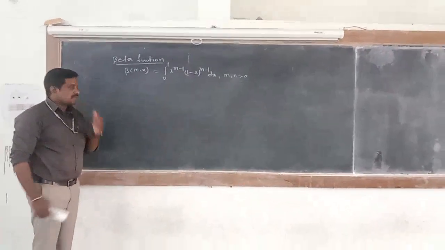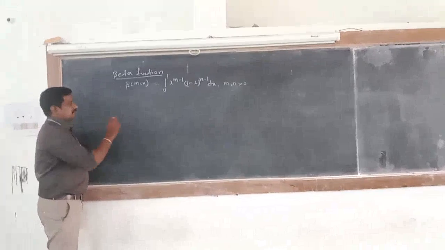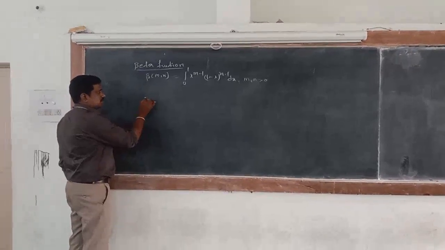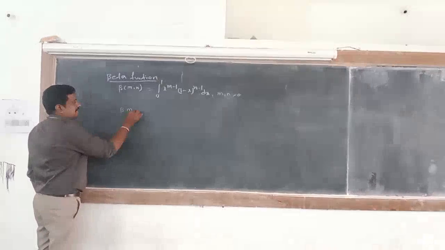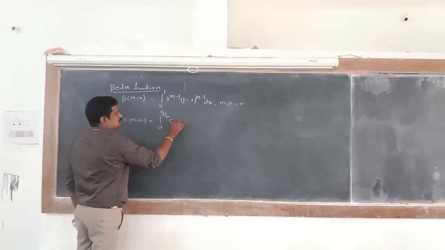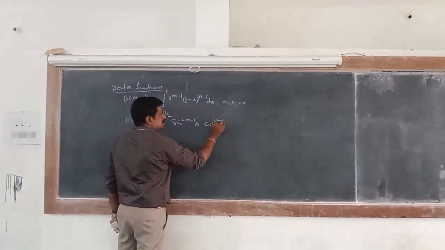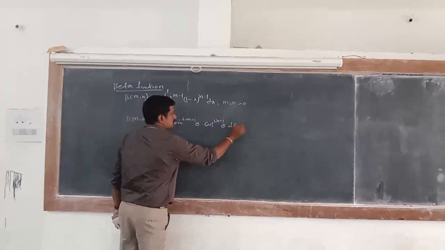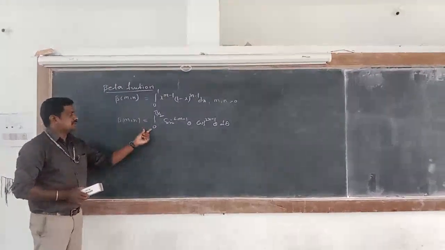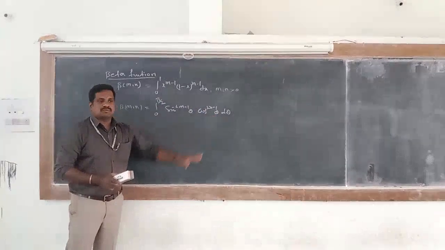Now what is the other form of the beta function definition? We are going to prove that beta of m comma n is equal to integration 0 to pi by 2 sin power 2m minus 1 theta into cos power 2n minus 1 theta d theta. This is the other form of the beta function. Now we have to prove that beta of m comma n is equal to integration 0 to pi by 2 sin power 2m minus 1 theta into cos power 2n minus 1 theta d theta.